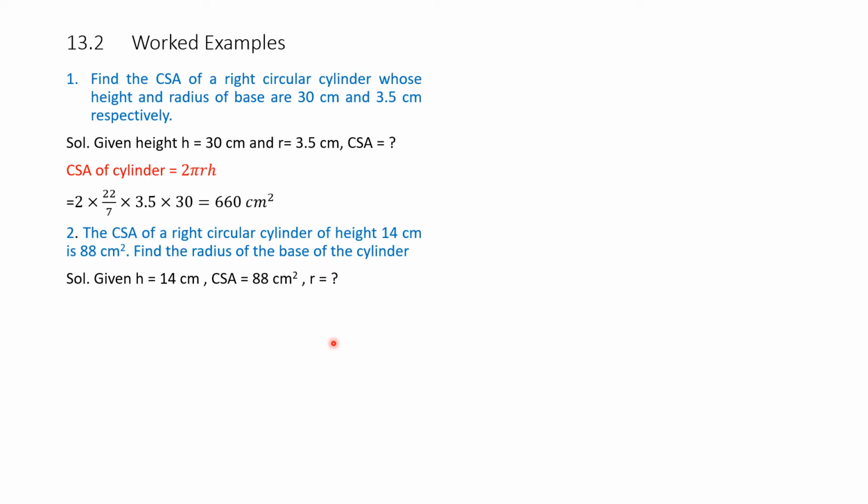Given h is equal to 14 and CSA is equal to 88 cm square. So, what is the value of r? We use the formula CSA of cylinder equals 2 pi r h. That is 88 equals 2 into 22 by 7 into r into 14. Rearranging, we keep r on one side and all the numbers on the other side. Therefore, r equals 88 into 7 divided by 2 into 22 into 14. Simplifying and cancelling, we get r equals 1 centimeter.